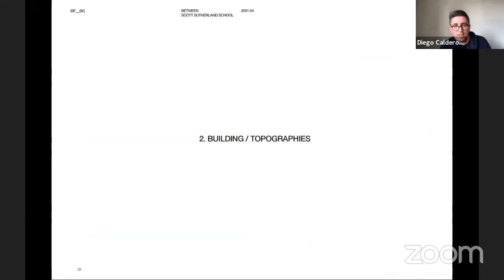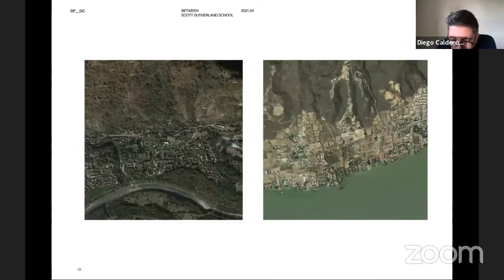Okay, then the second topic is building and topographies. These are two words that we are very used to, both as practicing architects and students of architecture. They're the staple of what we do. And here we're in two very different contexts. The one on the left is Tenero in Switzerland, not too far from the site of the first project I talked about. And this other one is Lake Chapala in Mexico, very close to my hometown, and the largest lake in Mexico.